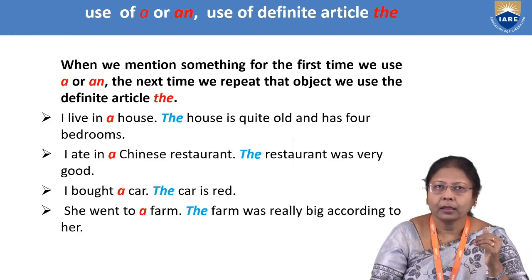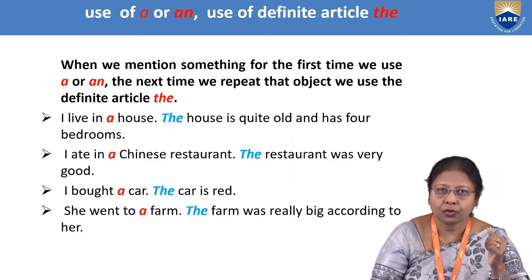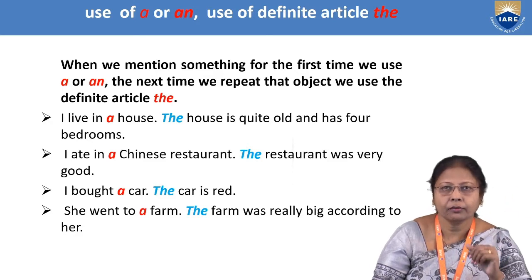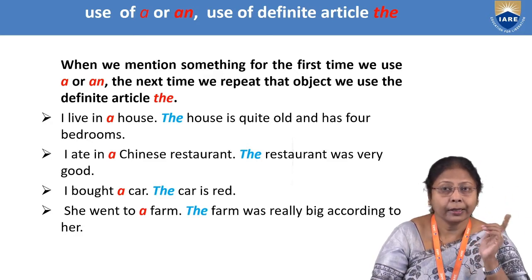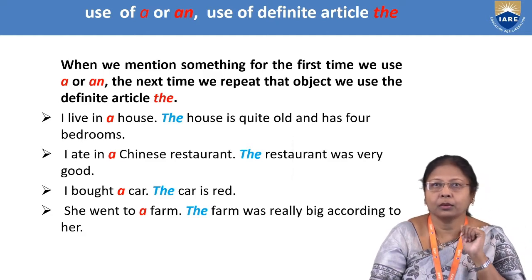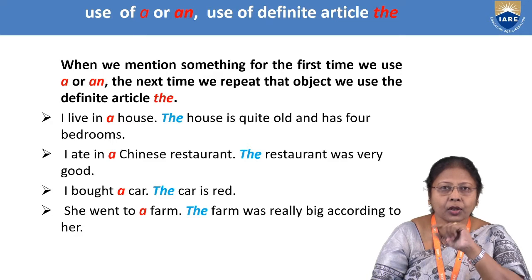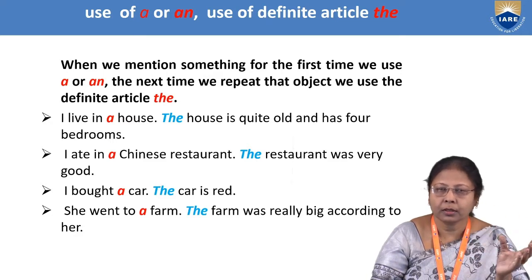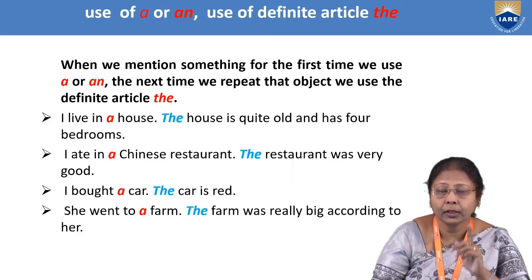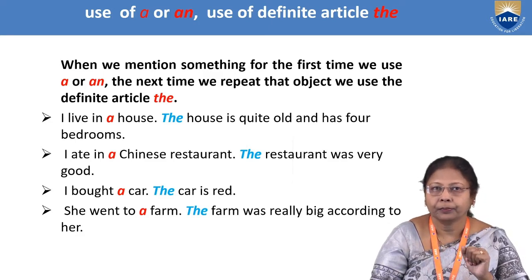I ate in a Chinese restaurant. Means the first time you are talking about that Chinese restaurant, so you have used a. Next you are going to repeat about the same. The restaurant was very good. Which restaurant? The Chinese restaurant, what you discussed about, is a very good one. So, here we have to go for the definite article the.